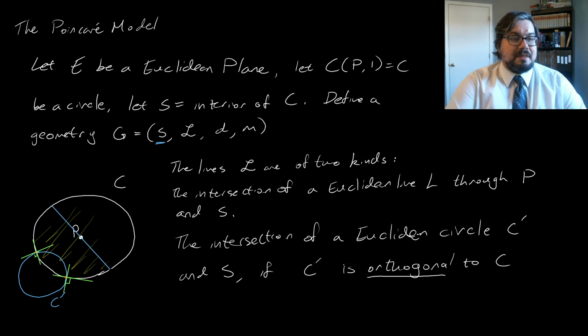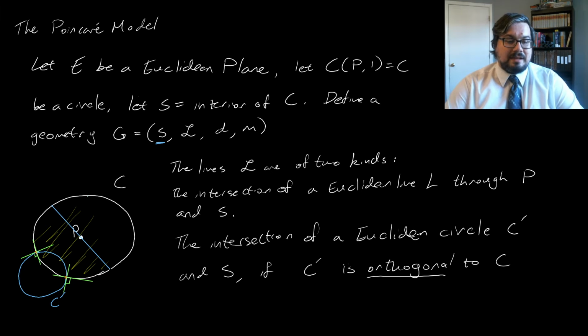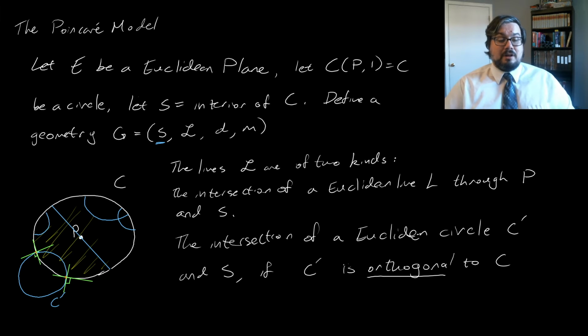And so that gives us the other kind of line that exists in our Euclidean plane. It's these segments of circles that intersect with the interior of the circle C, but they have to be circles that are orthogonal to the main circle C.